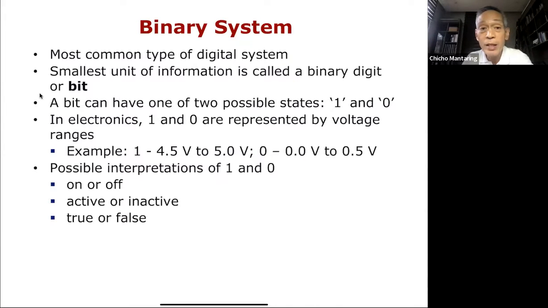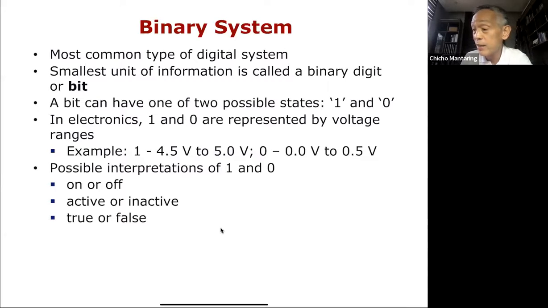Now, the smallest unit of information, we call it a binary digit, or what we call a bit. A bit can have one of two possible states. We refer to those states as the state 1 and the state 0. That corresponds to the value of the bit. The bit can either have a value of 0 or a value of 1.